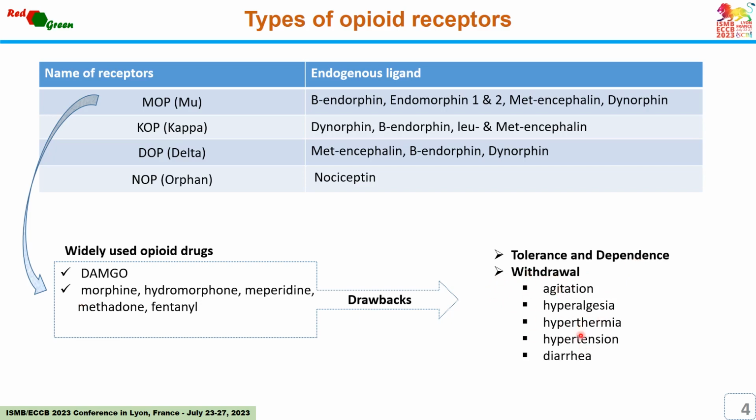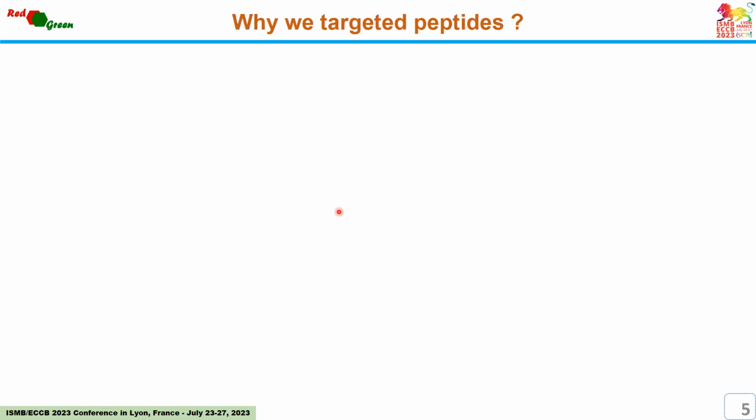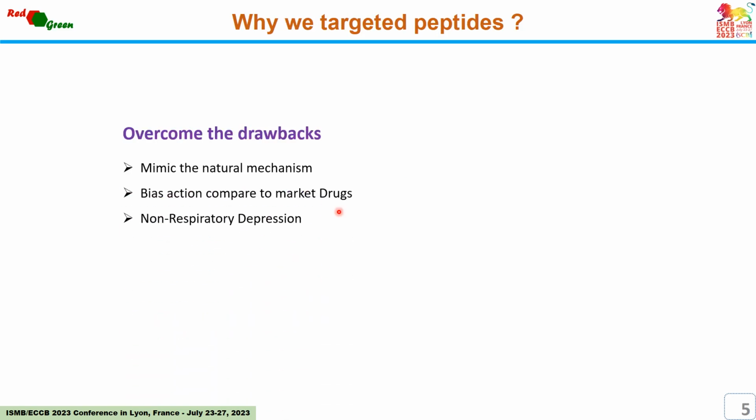We saw there are several withdrawal effects these drugs show. So our goal is to overcome this withdrawal effect and overcome the tolerance and drug dependence. So in this study we targeted the peptides, and using the peptides we can overcome the marketed drugs' problems, especially if we use the peptides we can mimic the natural mechanism, as more than 25 peptides are already available in our body, which helps our pain management. Also, peptide acts as a biased agonist with less beta-arrestin recruitment compared to our marketed drugs.